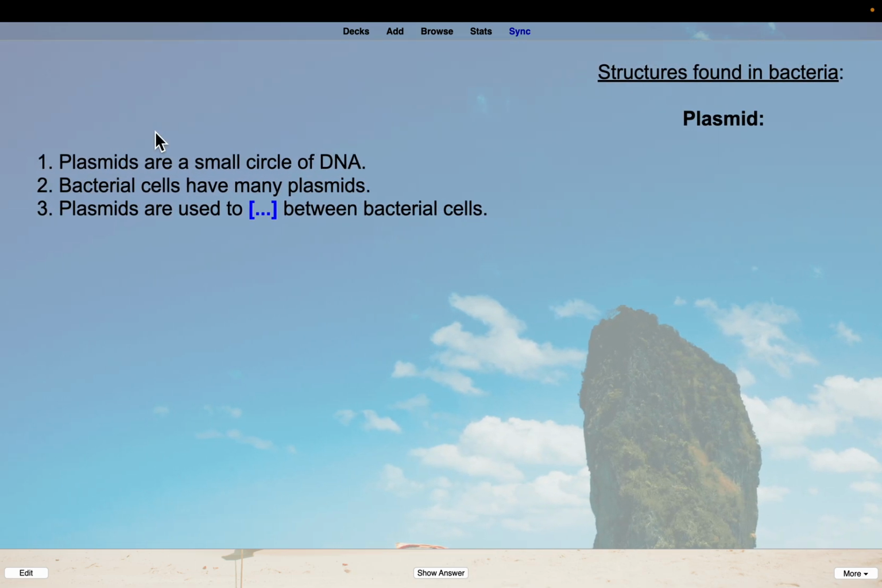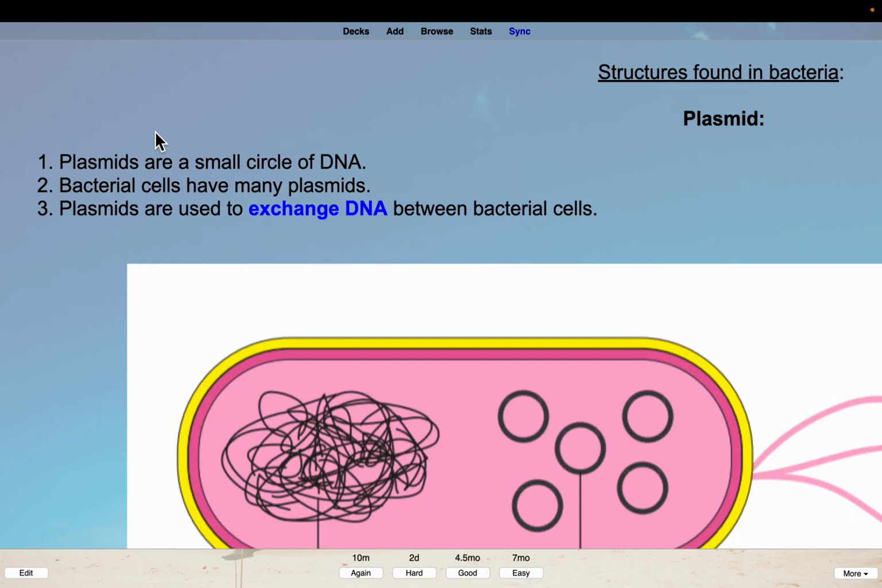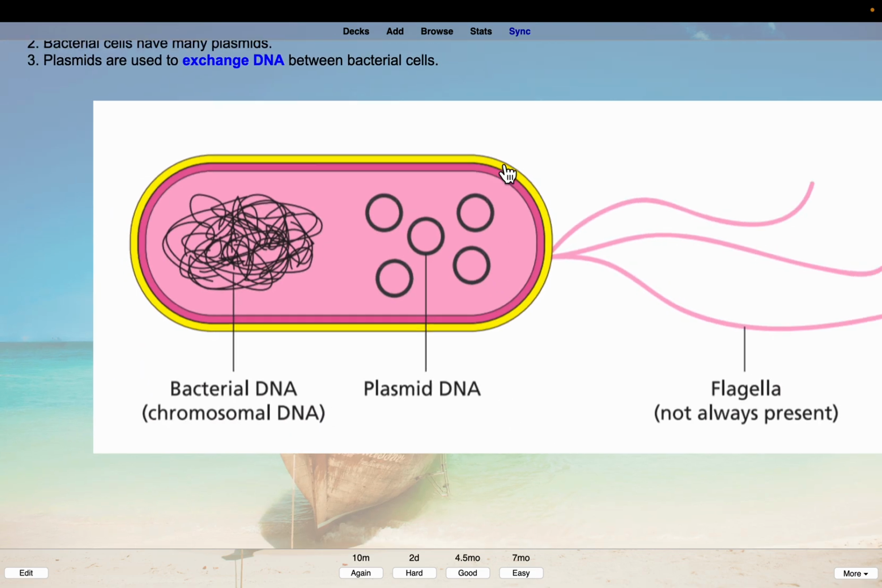Structures found in bacteria. The plasmid. Plasmids are a small circle of DNA. Bacterial cells have many plasmids. Plasmids are used to exchange DNA between bacterial cells.